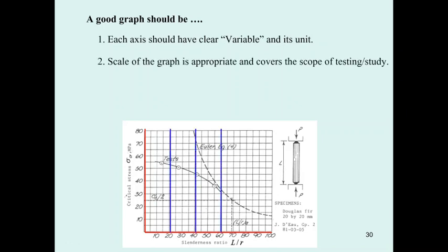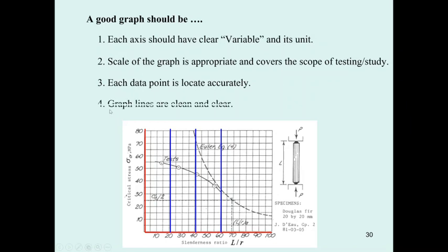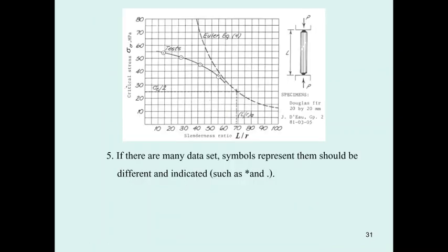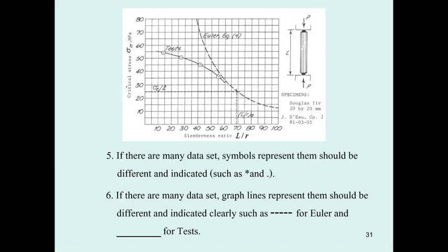The scale is supposed to be properly scaled. Each data point is located accurately based on the scale you use in the second item. And the fourth, the graph line must be clean and clear, and you should use different lines to separate the things that you would like to show. The line can be a dash line or a solid line like this. So you should follow 6 important points to draw a graph, and in all the labs here you have to draw the graph by manual drawing.